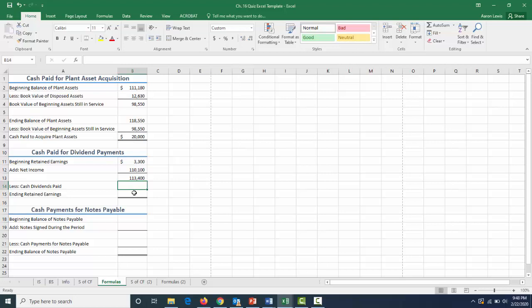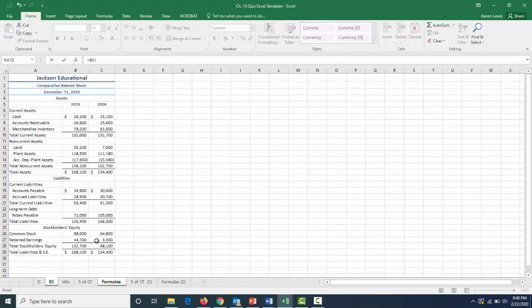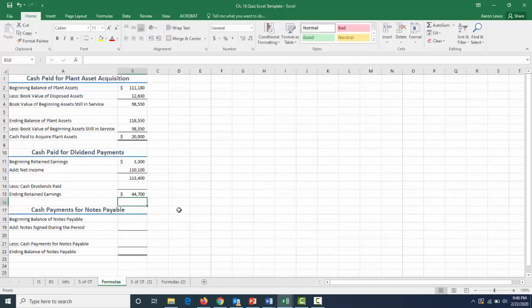Well, how much did we pay out? We can figure that out by going back to our balance sheet and figuring out what we ended with in retained earnings. So retained earnings had an ending balance of $44,700. We're going to bring that number over. If at some point we had $113,400 worth of retained earnings and we only ended up with $44,700, well, that means the amount of dividends we paid had to be the difference between those two numbers.